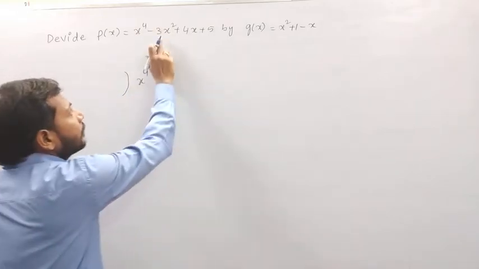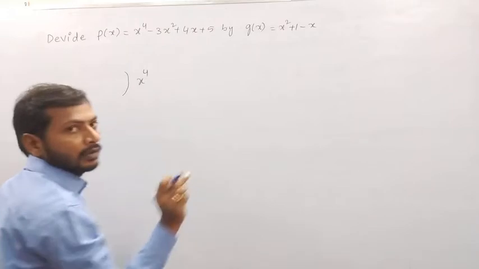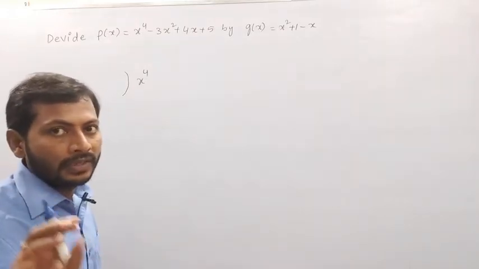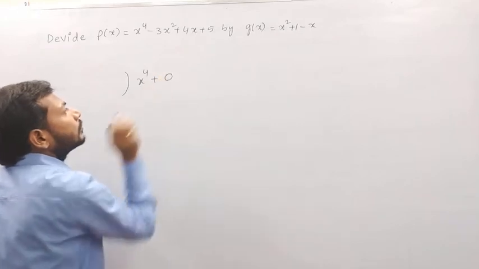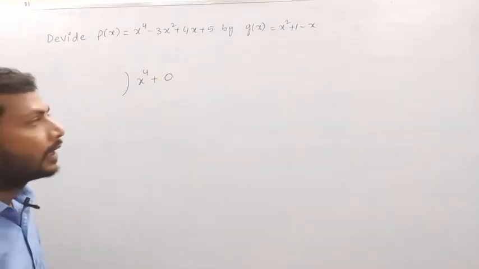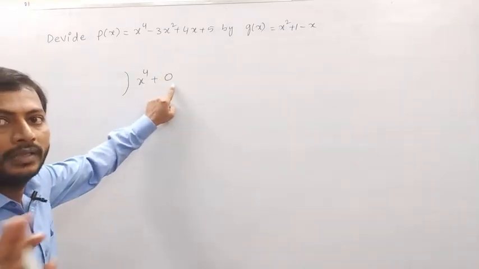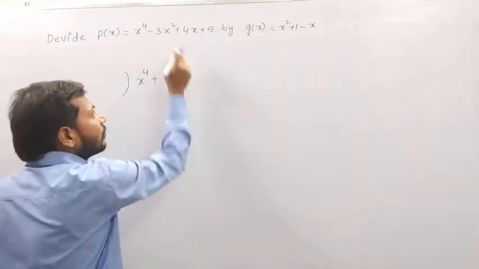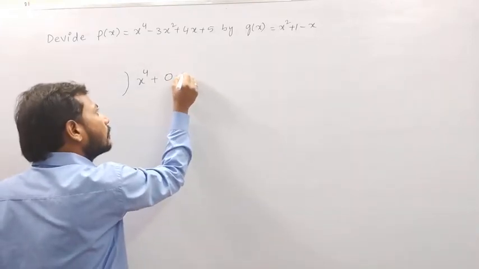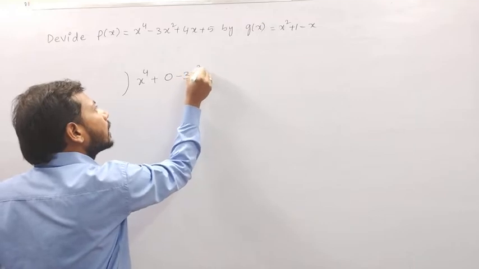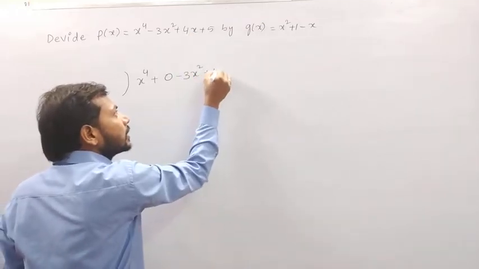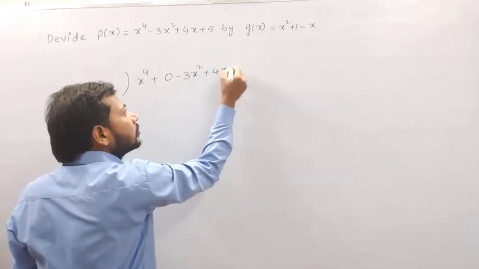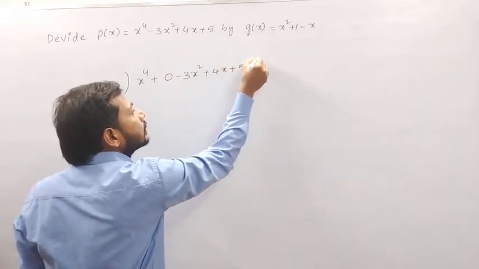After that, check whether any x power 3 terms are there. No, x power 3 terms are not there, so I am going to put 0 here. What does that mean? X power 3 terms are not there. Next, power 2 terms are there. Yes, sir. What is that? X square. After power 2, the x term is there, plus 4x. The last one is the constant. Keep this.